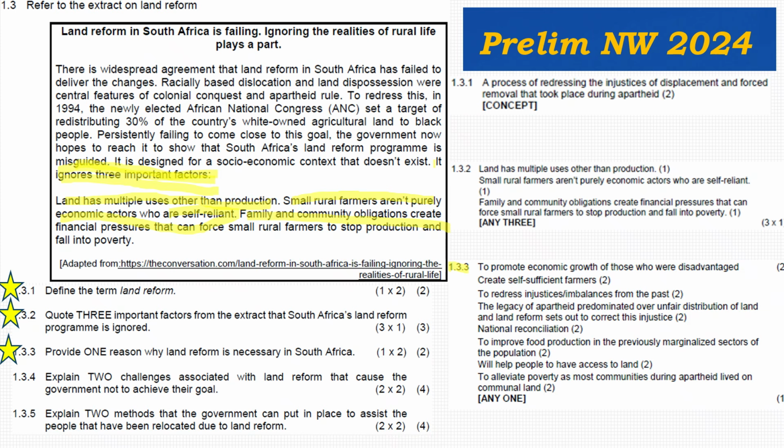It can promote economic growth. Remember, we're giving people back the land. They can use it for farming and gain a profit. It is to alleviate poverty as well. Let's read some of the answers which were provided from the memo.